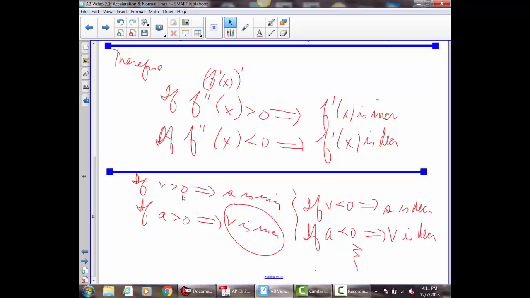Similarly, on the level before that, if the velocity is positive, the distance is increasing. So, for example, a vertical motion, if the velocity is positive, it means that the object is traveling upwards, therefore it's further and further from the ground. If the velocity is negative, it means it's traveling downwards, then the distance from the ground would be decreasing.